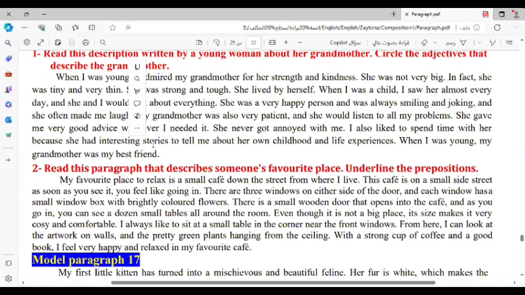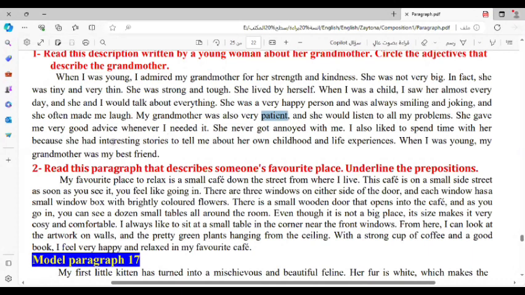Yes, what else? Patient. Patient, very good. Childhood. No, childhood is not an adjective. Childhood is a noun, which means الطفولة. So this is not an adjective to describe something. Yes, what else?